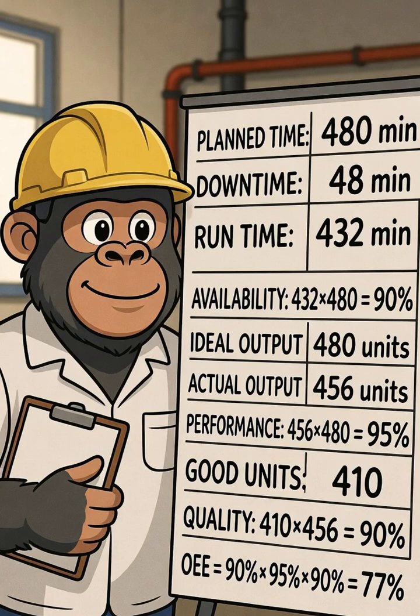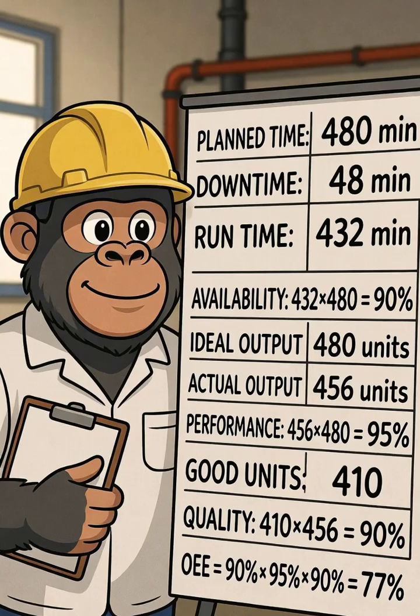Next, performance. The machine's ideal cycle time is 1 unit per minute. So in 432 minutes of runtime, we should ideally produce 432 units. But we only produced 410 units. Why? Small stops, reduced speed, minor adjustments. Performance is 410 divided by 432, which equals about 95%.